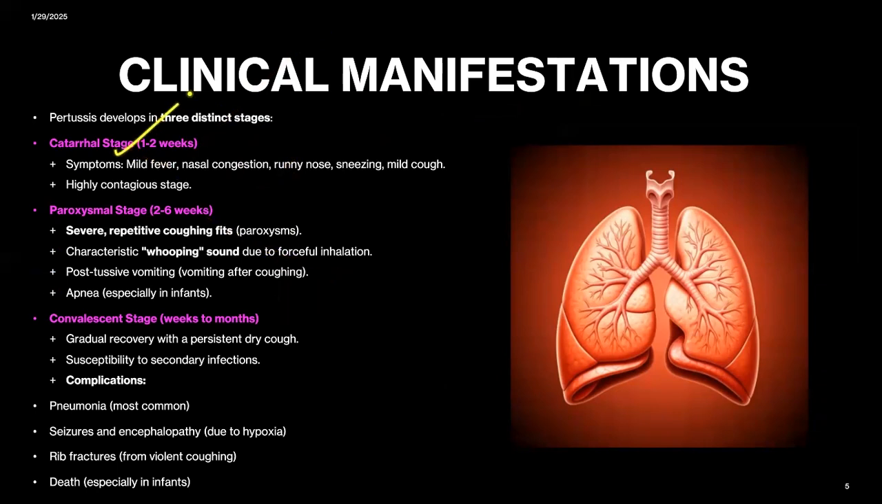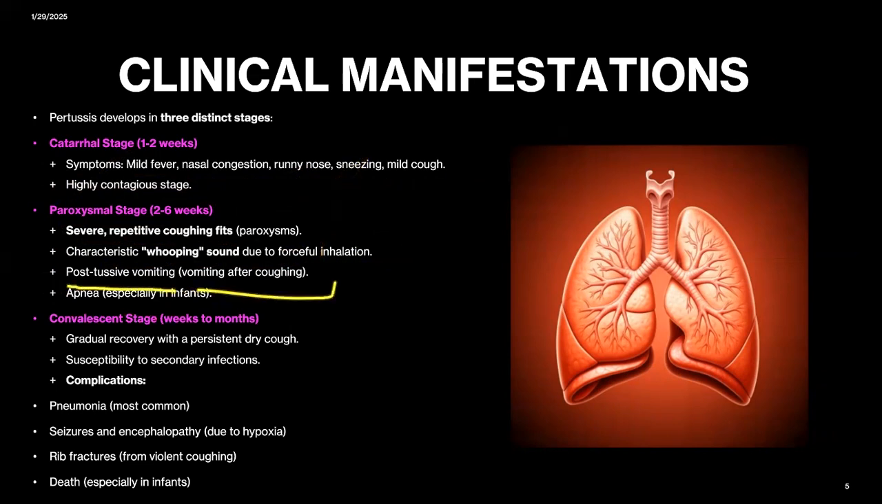The first is the catarrhal stage, which lasts for 1 to 2 weeks, in which the symptoms are mild: fever, nasal congestion, runny nose, sneezing, and mild cough. This stage is highly contagious. Next is the paroxysmal stage, which lasts for 2 to 6 weeks. Severe and repeated cough fits, paroxysms, with a characteristic whooping sound due to forceful inhalation. That is the most important feature: the whooping sound related to Bordetella.